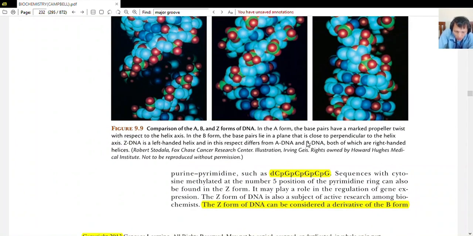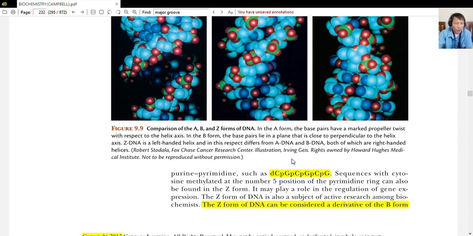In the A form, the base pairs have a marked propeller twist with respect to the helix axis. In the B form, the base pairs lie in a plane that is close to perpendicular. So the angle between A and B is somewhat different. The fact that they have a different number of base pairs per turn also shows that the angle between them is not the same. Okay? So that's how they can understand more by counting those angles.